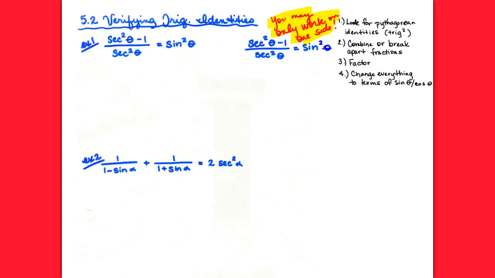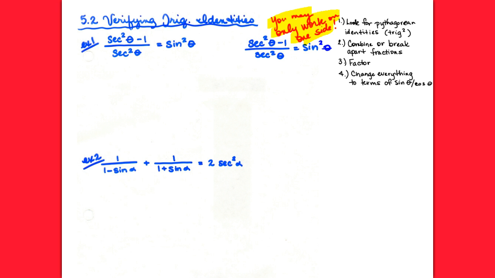All right, page 384, section 5.2. We are looking at verifying trig identities. This is the exact same thing that we have been doing with the simplifying in section 5.1. There were some of those that we had to verify too, right? So it's the same thing. We're going to use the exact same steps that we've been using.